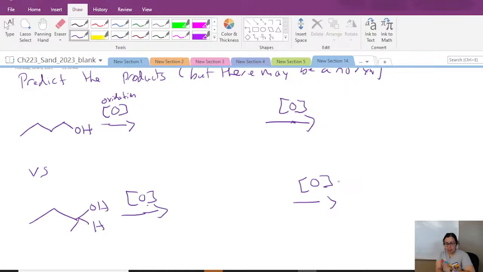Oh, it's not going to add the alcohol, but slow down before you jump to the carboxylic acid. We'll give people more time too to think about it.